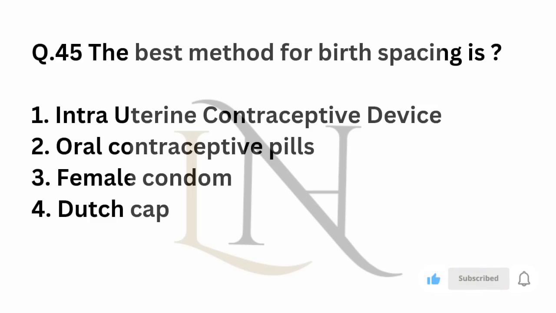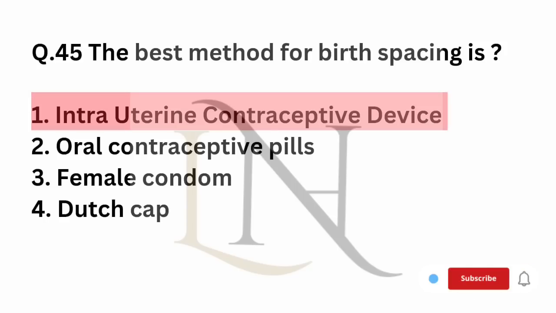The best method for birth spacing is option 1 intrauterine contraceptive device, option 2 oral contraceptive pills, option 3 female condom, option 4 Dutch cap. Answer is option 1 intrauterine contraceptive device is the best method for birth spacing.